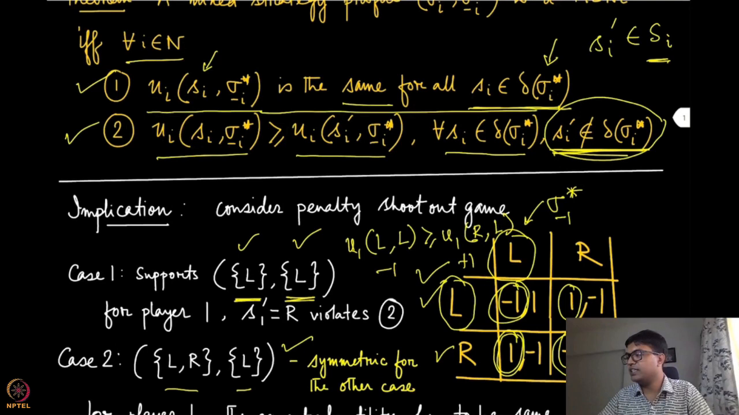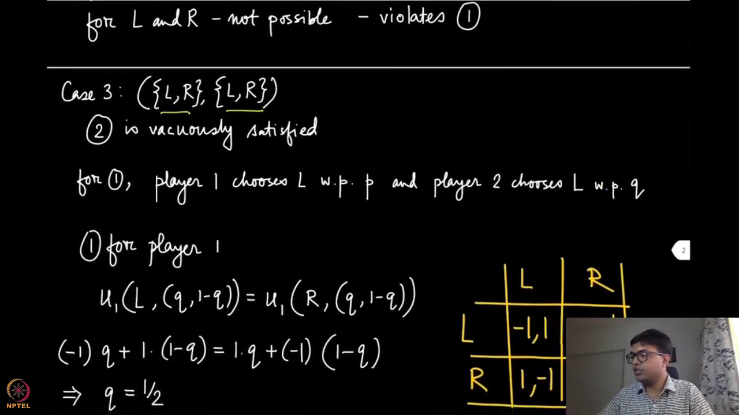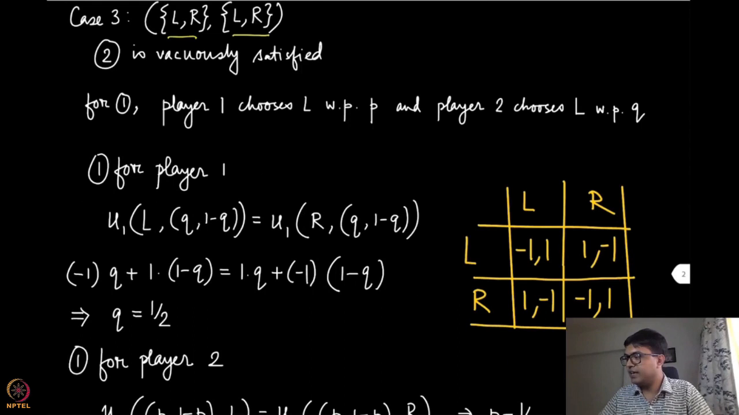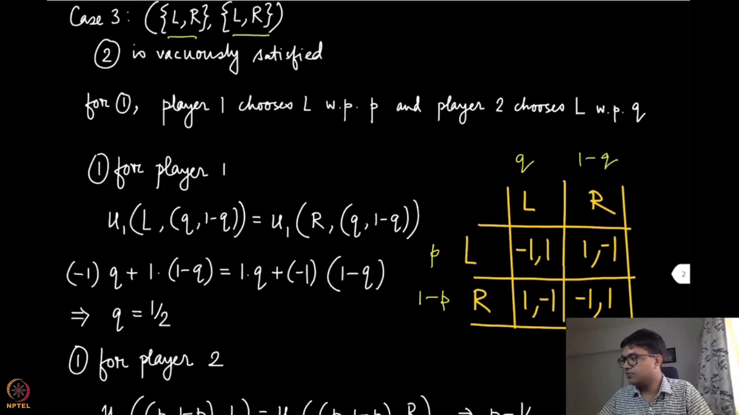All that we need to verify here is that this first condition is satisfied for both the players inside their support. So in order to do that, let us say we are going to put probability P and 1 minus P here and Q and 1 minus Q. We are going to look at the strategies. So let's say for player 1, if we want to satisfy condition 1, then it must be the case that the expected utility when it is picking this pure strategy L, which is in the support, and the other player is picking this mixed strategy sigma minus i star, should be the same when it is picking L versus when it is picking R. So therefore you can then do this.